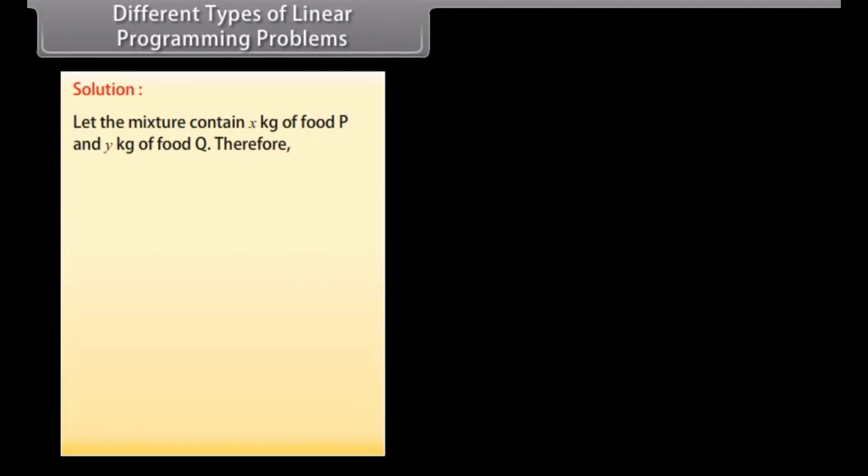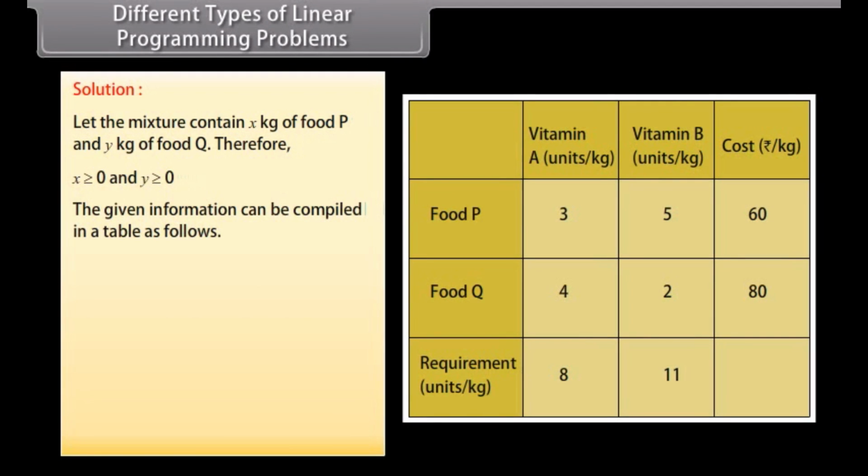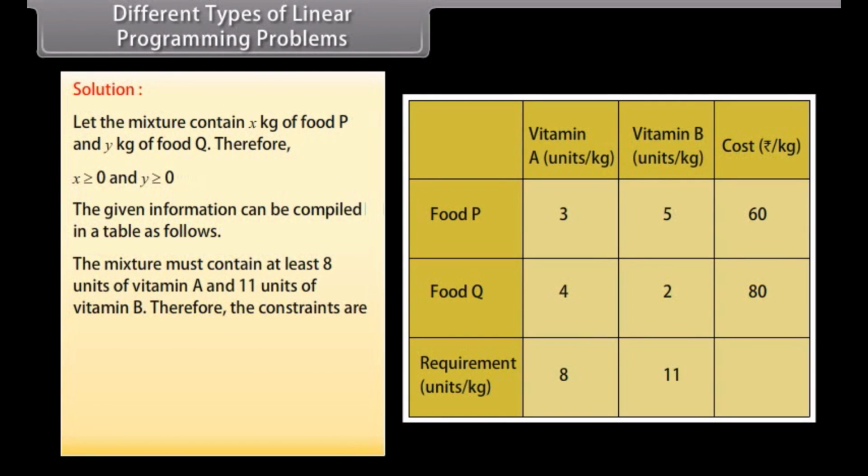Solution. Let the mixture contain x kg of food P and y kg of food Q. Therefore, x ≥ 0 and y ≥ 0. The given information can be compiled in a table as follows. The mixture must contain at least 8 units of vitamin A and 11 units of vitamin B. Therefore, the constraints are 3x + 4y ≥ 8, 5x + 2y ≥ 11. Total cost Z of purchasing food is Z = 60x + 80y.